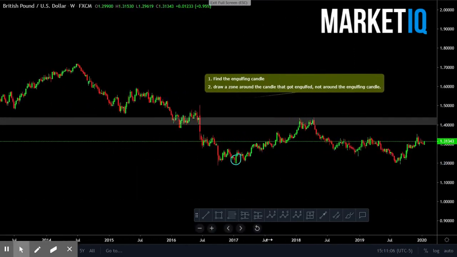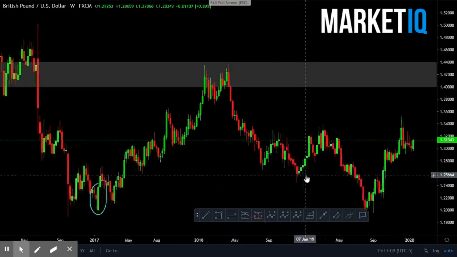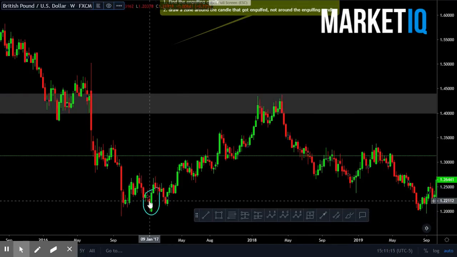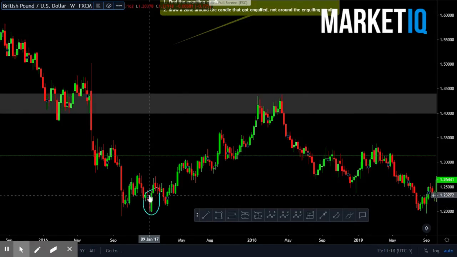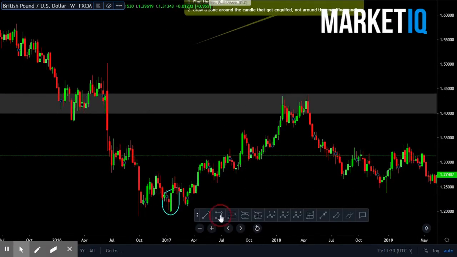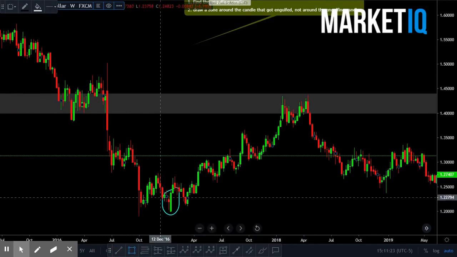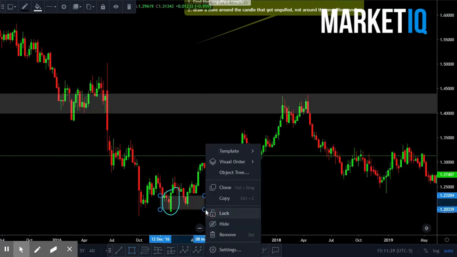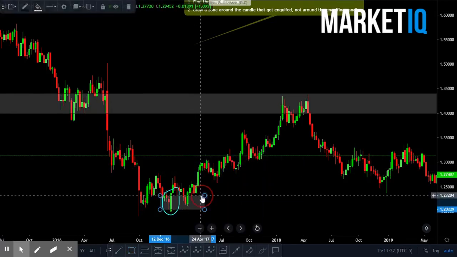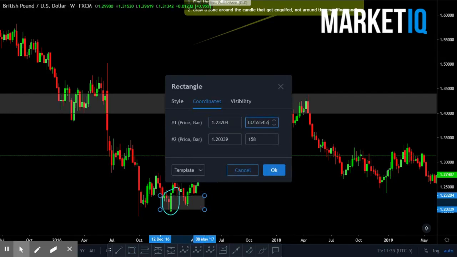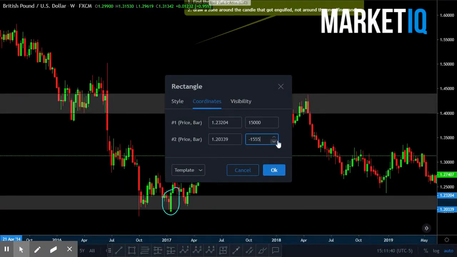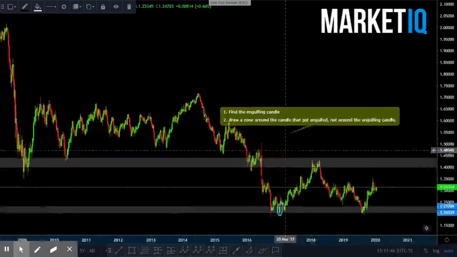Okay? And now we have a zone on the bottom side too. So we look for the engulfing candle, and then look for the candle that got engulfed. So it would be this candle in this instance. So we take our rectangle tool, we draw it around that candle, we use our little shortcut here and extend the zones. And there we have it.